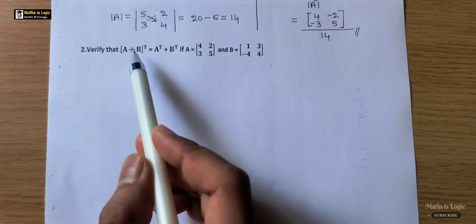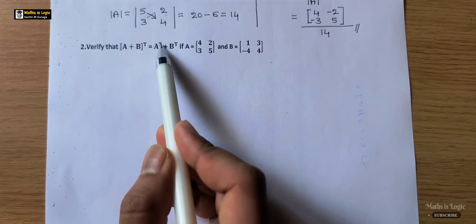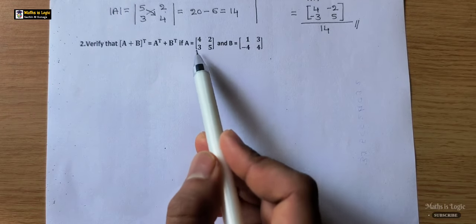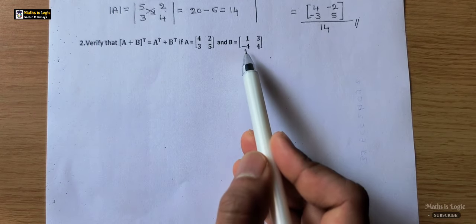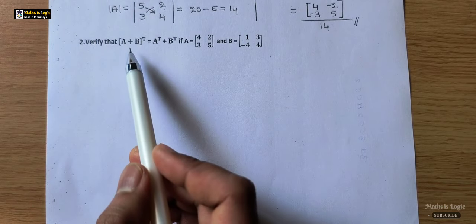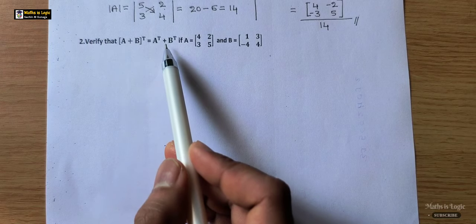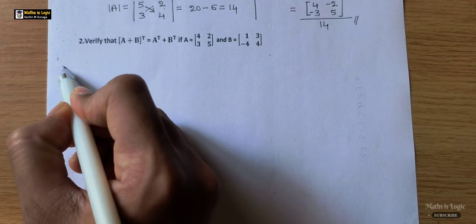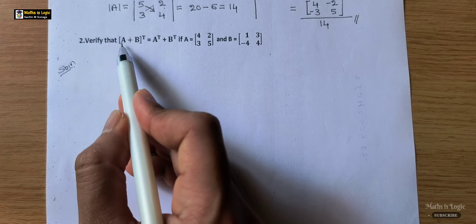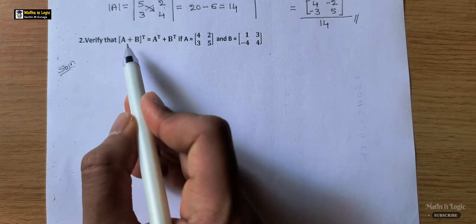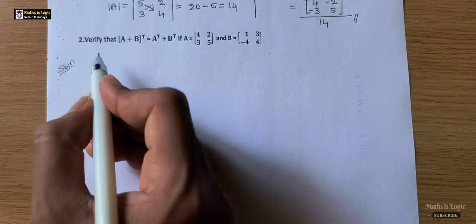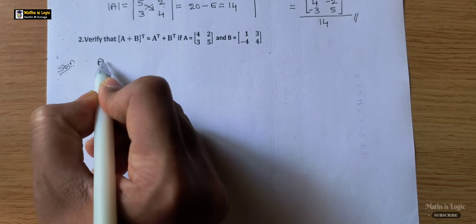Second one, verify A plus B whole transpose is equals to A transpose plus B transpose. If A is 4 2 3 5 and B matrix is 1 3 minus 4 4. So in this example, we have to prove LHS value is equals to RHS. Therefore, in the solution, first, directly it is not possible to find out A plus B whole transpose because we don't know the value of A plus B. Therefore, first find the value of A plus B.